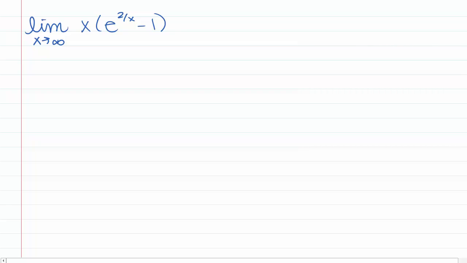Now let's look at the problem: the limit as x goes to infinity of x times (e to the 2 over x minus 1). So the x is going to infinity, and e to the 2 over x is going to go to e to the 0, which is 1. So 1 minus 1, that's 0. So this is infinity times 0. That's another indeterminate form. And again, we could do this with L'Hopital's rule. It's a little more painful when it's infinity times 0.